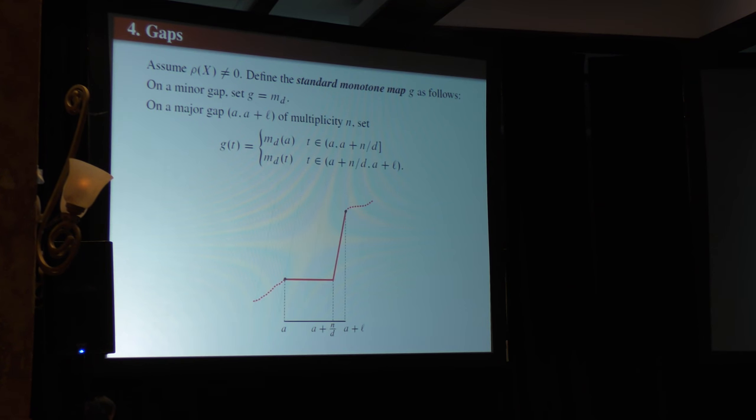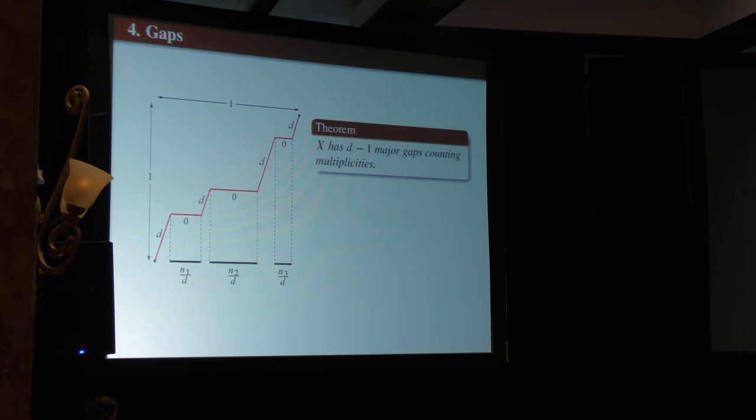But note that from the previous construction, when you do this on every major gap of multiplicity n, you create a plateau of length n over d. So the plateaus in this graph all come from major gaps, where a major gap of multiplicity n contributes a plateau of length n over d. Now this immediately proves the following theorem: an arbitrary rotation set has d minus 1 major gaps counting multiplicities. Well, I'm assuming it's not a single point, so my assumption was that the rotation number is not 0.